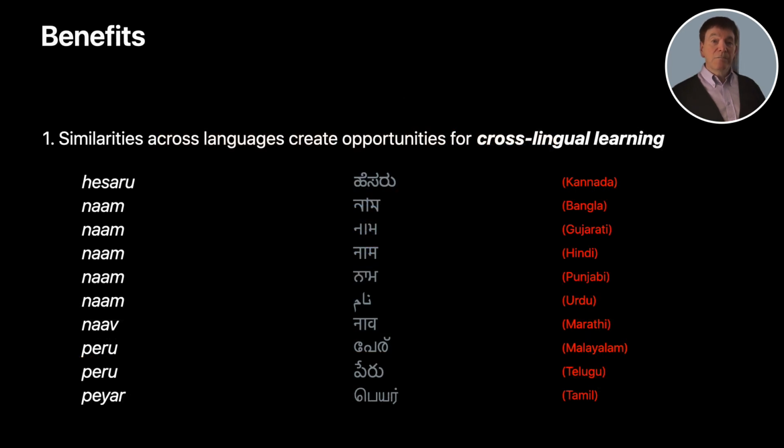This approach has a number of benefits that make it especially attractive to tackle Indic languages. For one thing, training the model across multiple languages opens up the possibility of exploiting similarities across languages. Here, for example, the input character sequences NAAM and PERU occur in multiple languages, all of which can be associated with the English word name. So, tagless transliteration creates opportunities for cross-lingual learning.